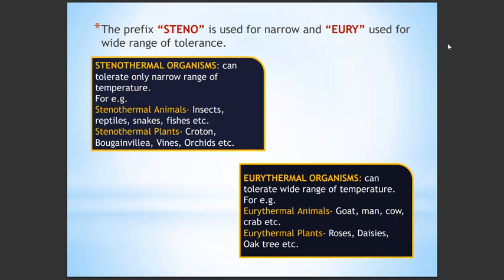Stenothermal organisms can tolerate only a narrow range of temperature, for example, insects, reptiles, snakes, fishes, and in plants, croton, bougainvillea, etc. Eurythermal organisms can tolerate a wide range of temperature like goat, man, cow, roses, daisies, and oak tree.